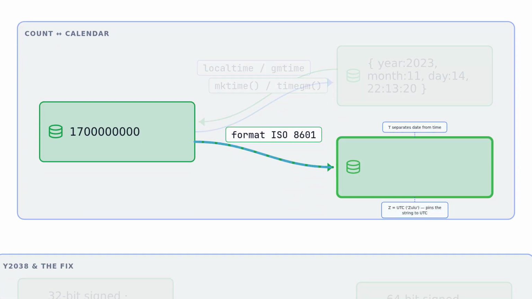When a human or an API needs to read it, the count becomes a standard string. The T splits date from time, and that trailing Z is the whole ballgame. It pins the string to UTC. ISO 8601. We dedicate episode 03-03 to getting this format exactly right.